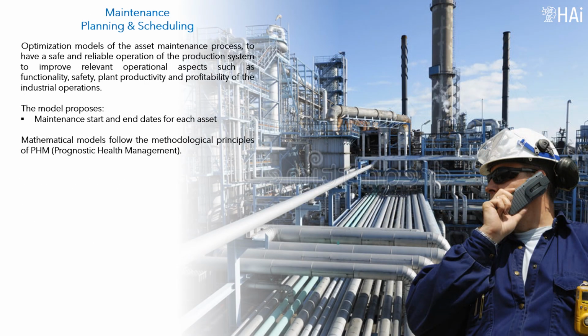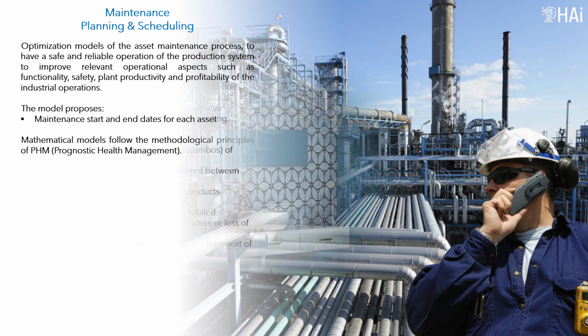Maintenance planning and scheduling. Optimization models of the asset maintenance process, to have a safe and reliable operation of the production system to improve relevant operational aspects such as functionality, safety, plant productivity and profitability of the industrial operations. The model proposes maintenance start and end dates for each asset. Mathematical models follow the methodological principles of PHM, prognostic health management.